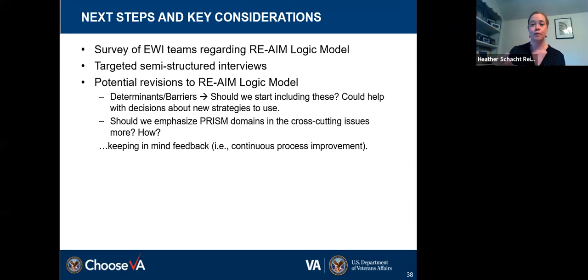Should we emphasize PRISM domains more and the cross-cutting issues? How would we go about that? Because it's kind of at the bottom right now. What other ways could we potentially do that? And keeping in mind feedback, we want to hear from the people who are really using the REAIM logic model to see what would be most useful to them and what pieces might be missing from their perspective.